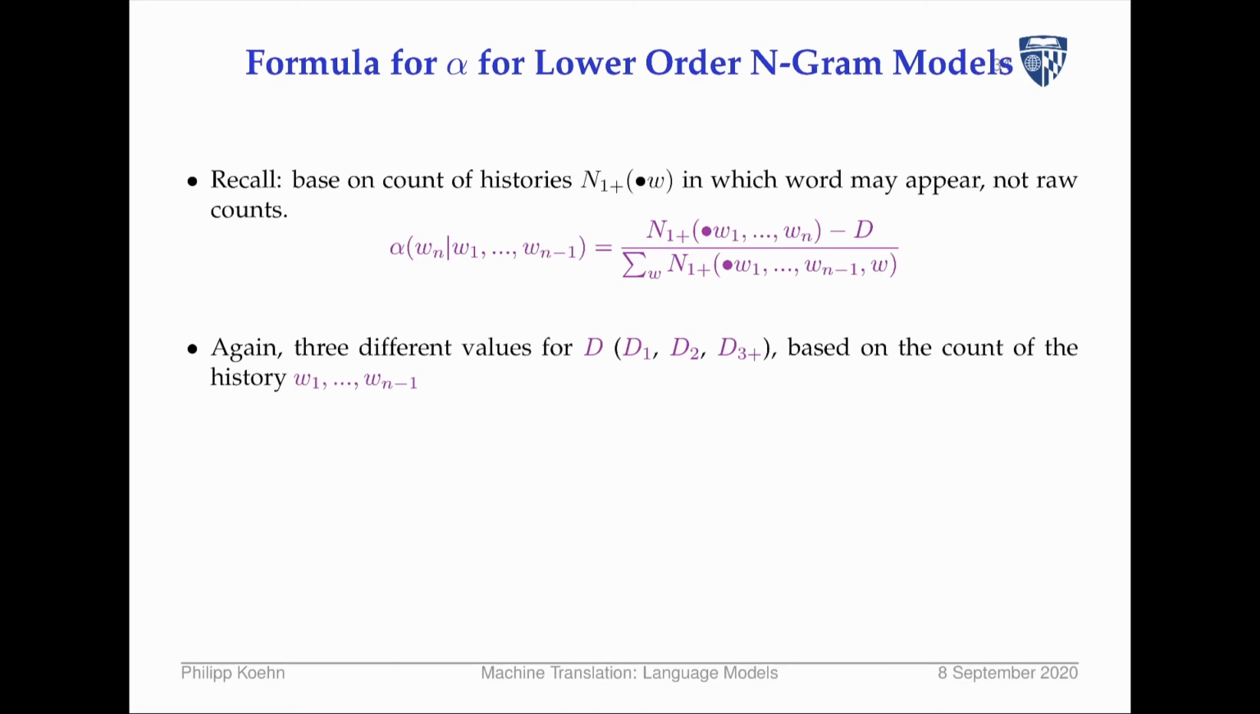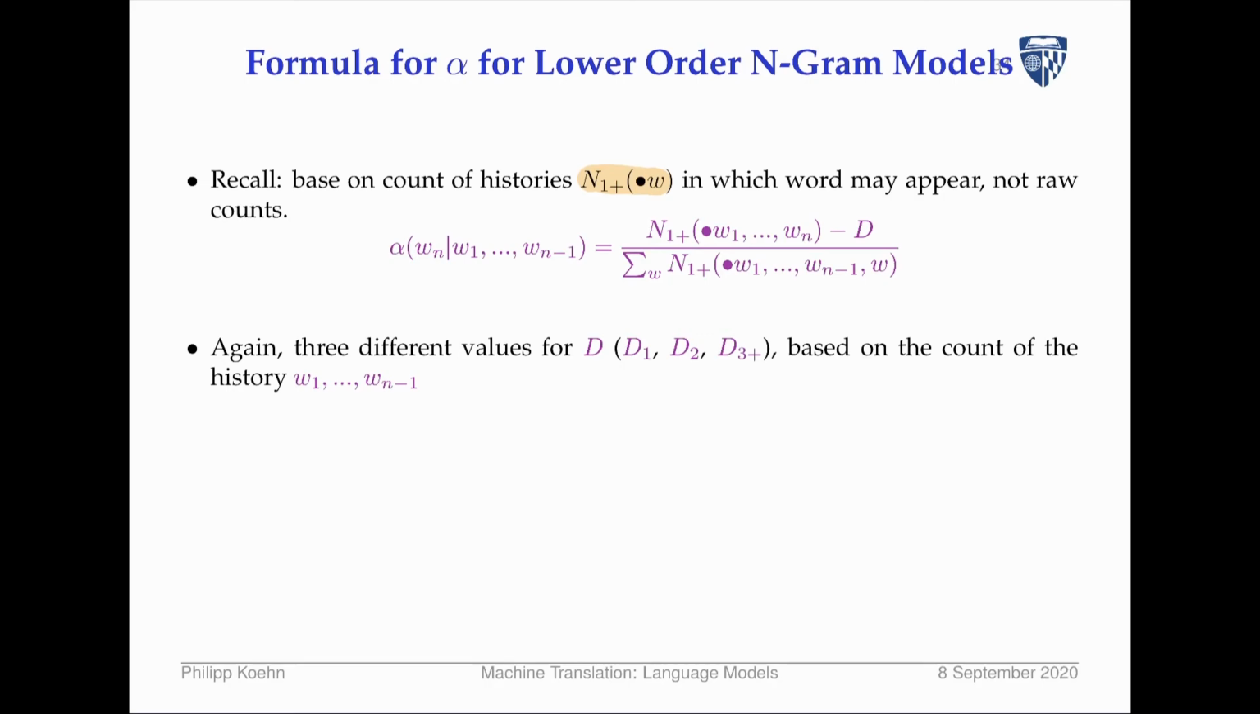Here now is the formula for the lower order n-gram models. So this takes into account what we just talked about, the diversity of histories a particular word might appear in. For the word York, that's not many. For other words like food, that might be quite a lot. So this is what we're going to now base the estimation of the lower order n-gram models on.